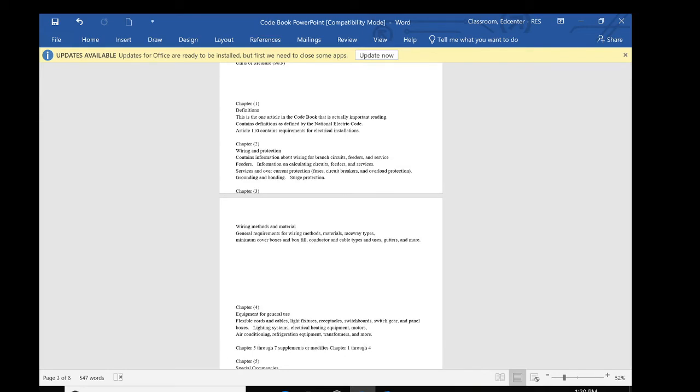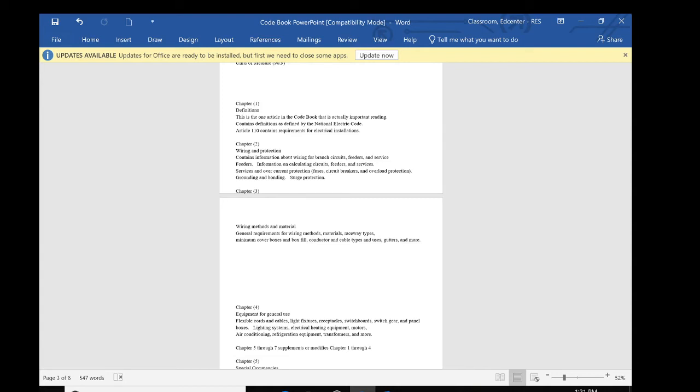And so this is one I say is important reading, because definitions is one of the articles you can actually read, because it's just like a dictionary. You know, here's the word, here's the definition, here's the word, here's the definition. So if you really want to learn a lot about the code, this is a good place to do it.